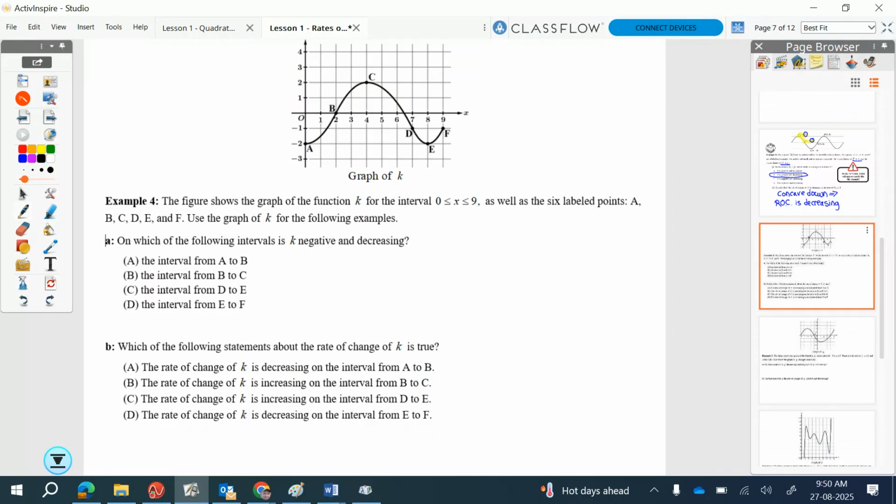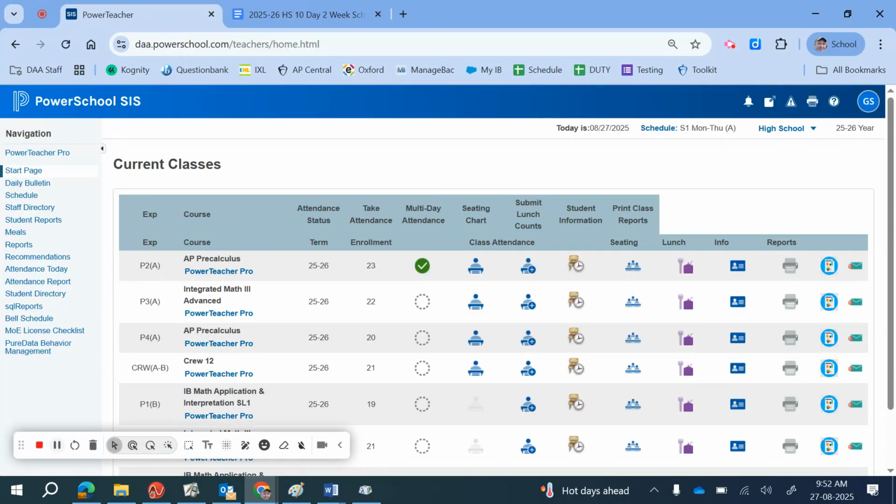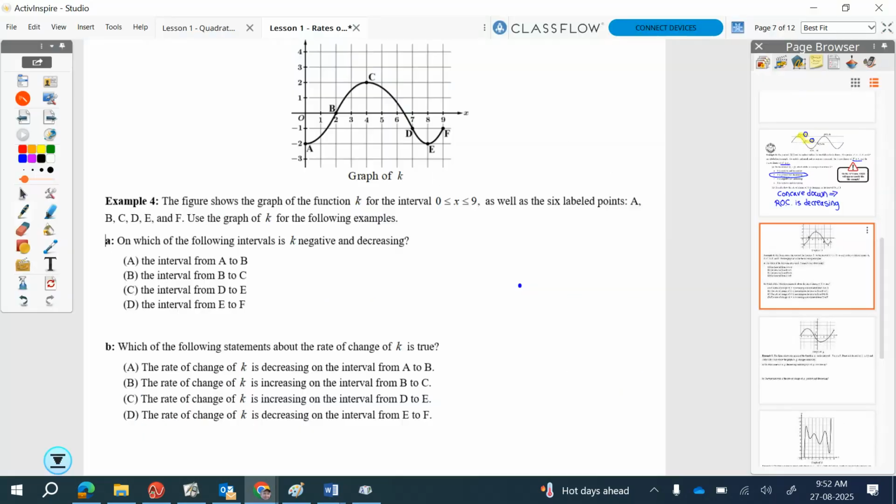Have a go at this question. Give you a couple of minutes for this one. All right, let's have a look at these ones. So, what do we do?